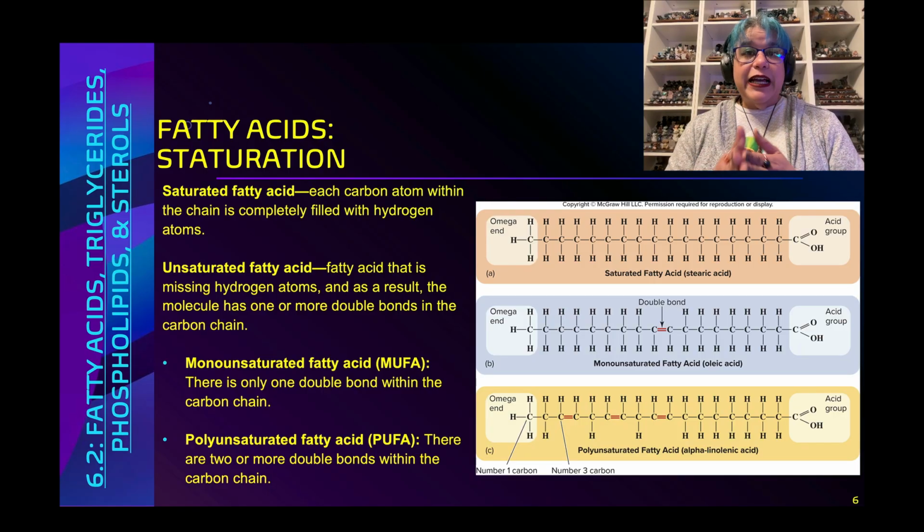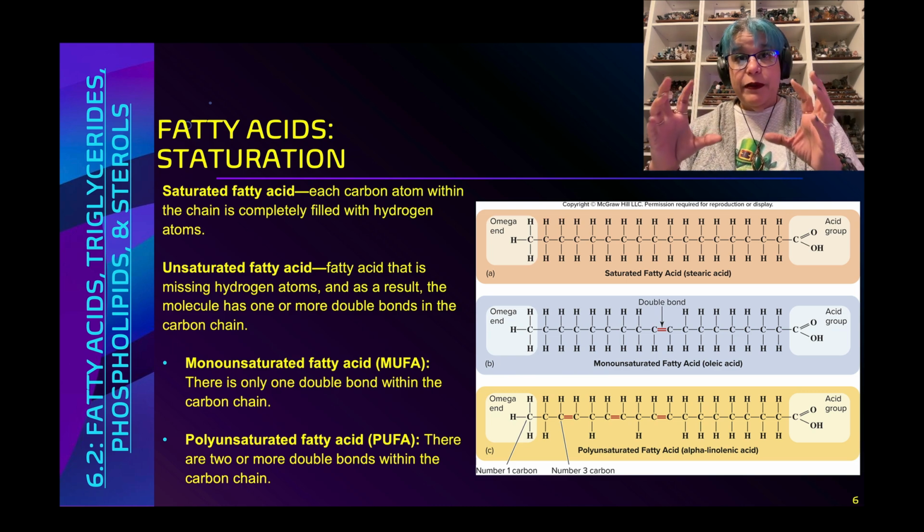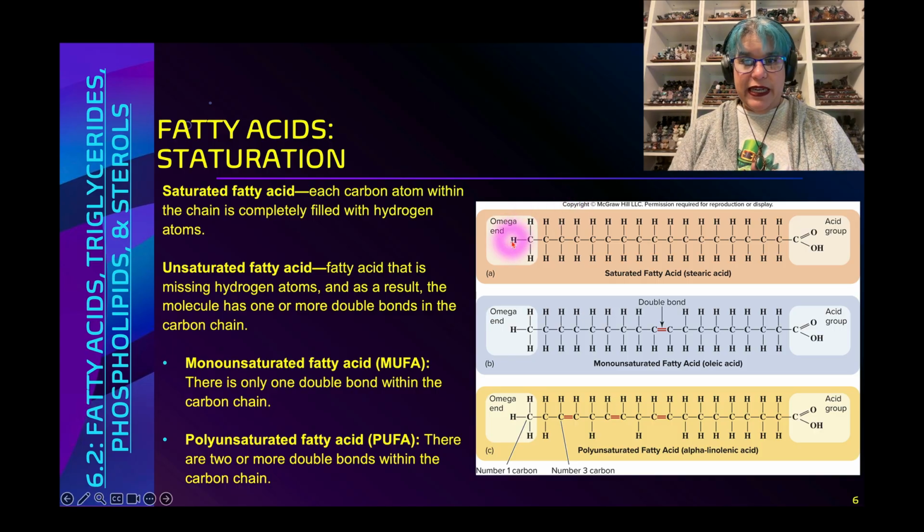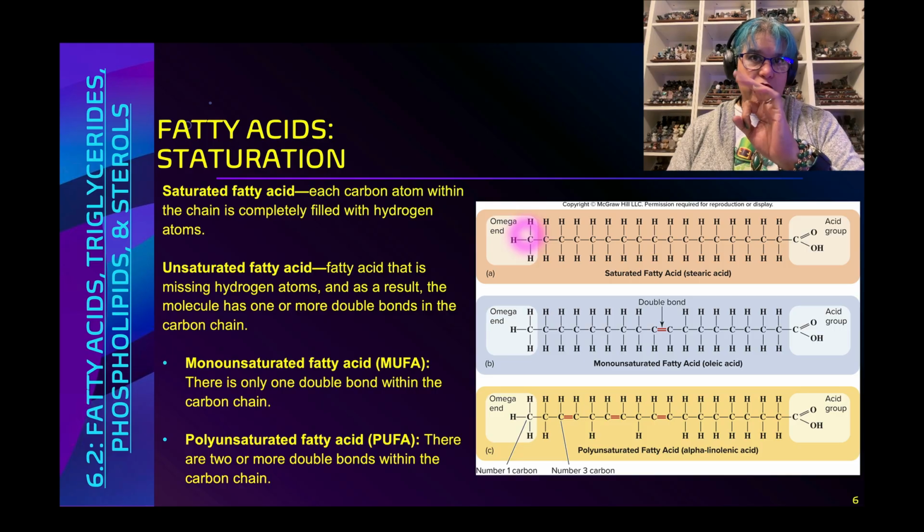Now, saturation. A saturated fatty acid means that the carbon atoms in this chain, every single one of them, will actually have a hydrogen in every position available. Carbon can bond to 4 things. So if I've got a carbon, like you see here, bound to another carbon, since it's already losing one of its bonds, it can only bind to 3 more things.